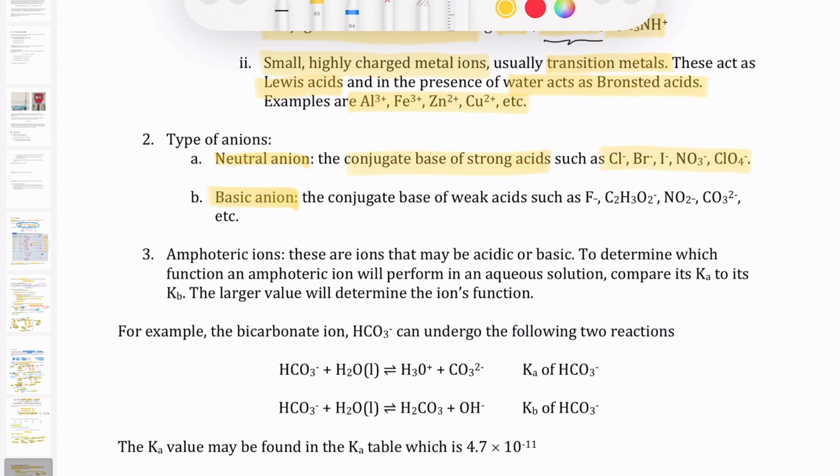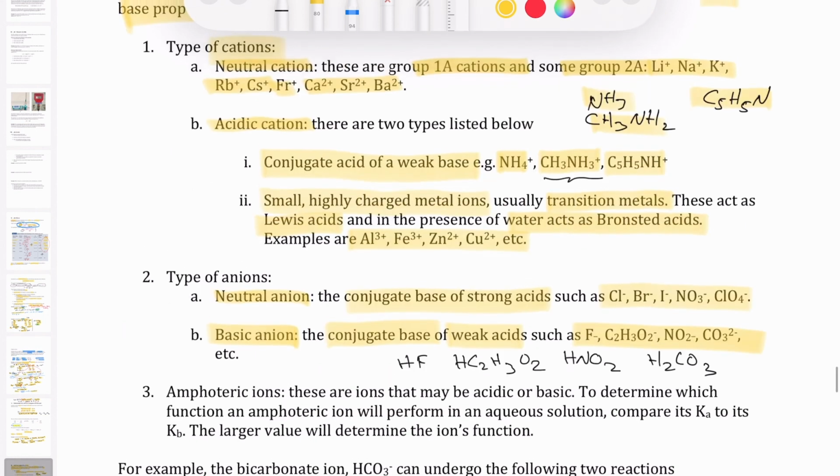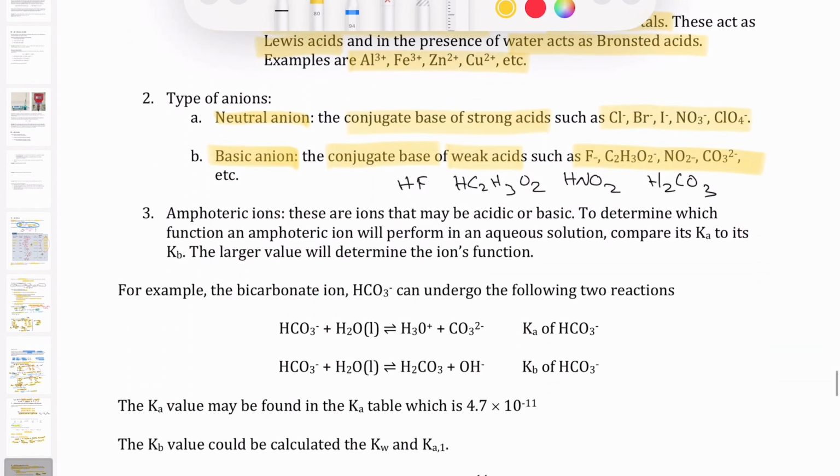We also have some basic anions, and these are the conjugate bases of weak acids. We have a lot of weak acids in our Ka table, right? Anything below hydronium is a weak acid. Some examples of weak acids are HF, acetic acid, HCO2H, HNO2, nitrous acid, and carbonic acid. The conjugate bases of all of these acids are basic. They're weakly basic, so they all have the ability to change pH. So when you have one of those ions as your anion, it's going to influence the pH of the solution.